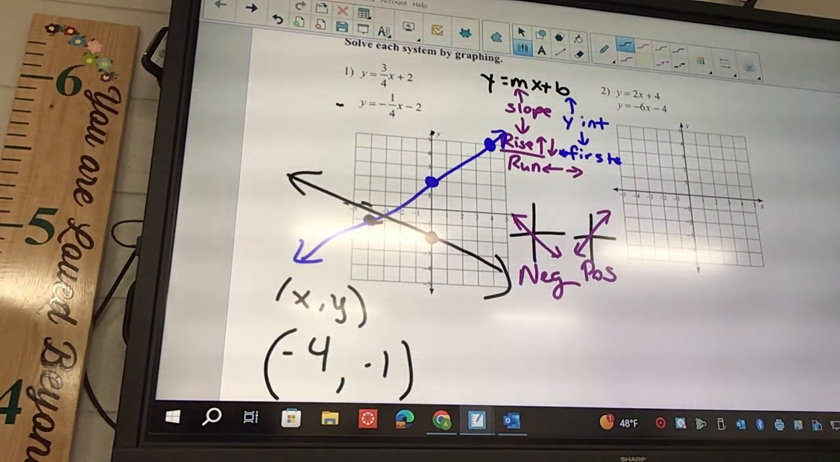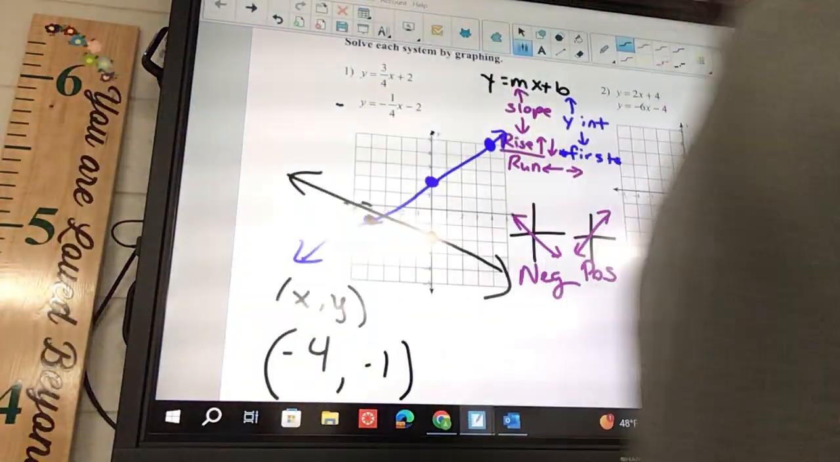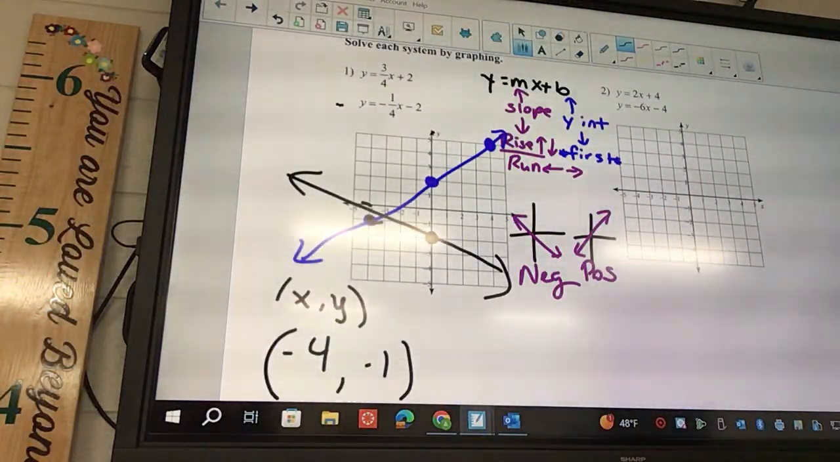Can I scroll? Yes, no? TV, you good? Yeah.